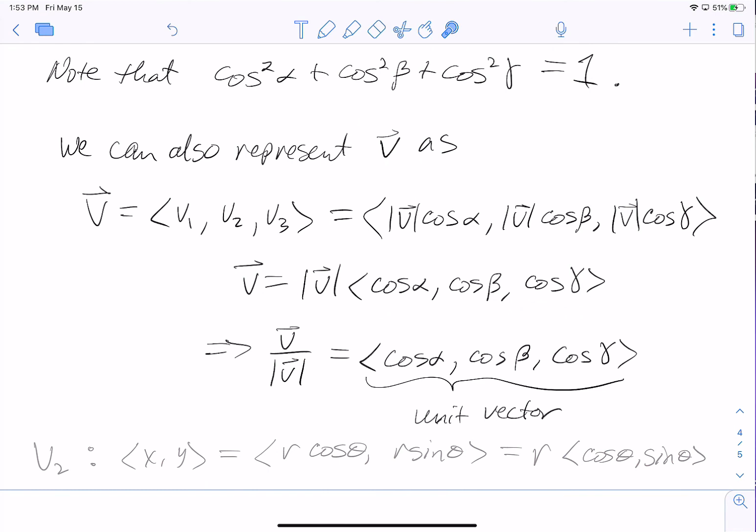Expressing it in this way basically says r is the magnitude, or the length, of the vector, and the angle theta really just gives us a direction. And we have something analogous here, where the magnitude of v gives us the length of the vector, and alpha, beta, and gamma essentially give us a direction in space.